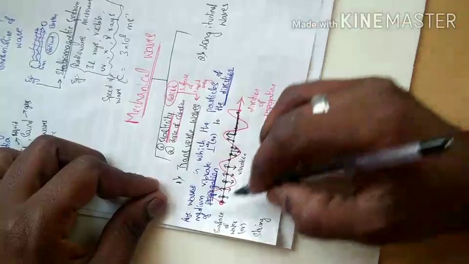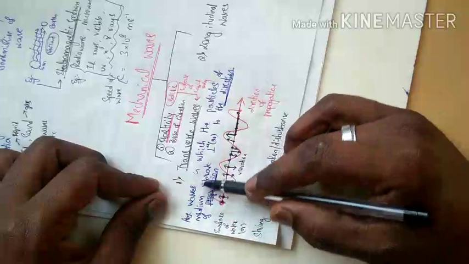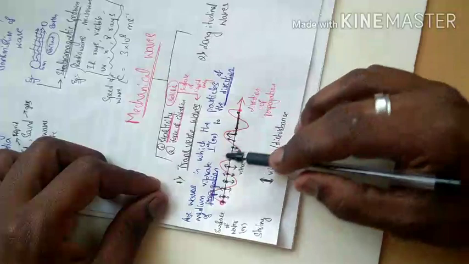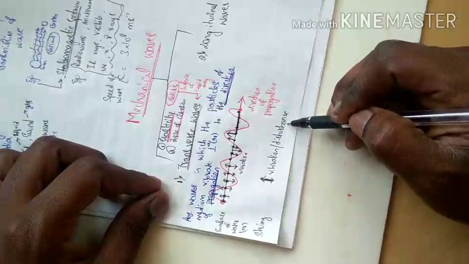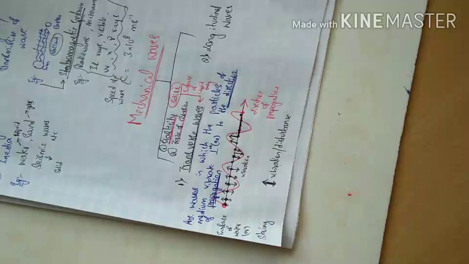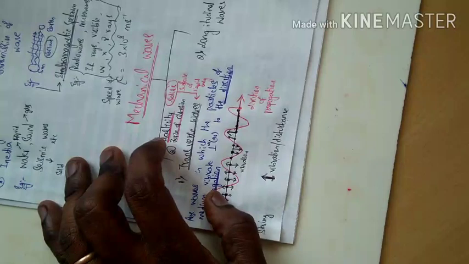That is vibration. These are waves in which the particles of the medium vibrate perpendicular to the direction of propagation. The arrow mark indicates the vibration or disturbance. And this arrow mark in red color is nothing but the direction of propagation. And the material for a transverse wave should obey elasticity and force of cohesion.